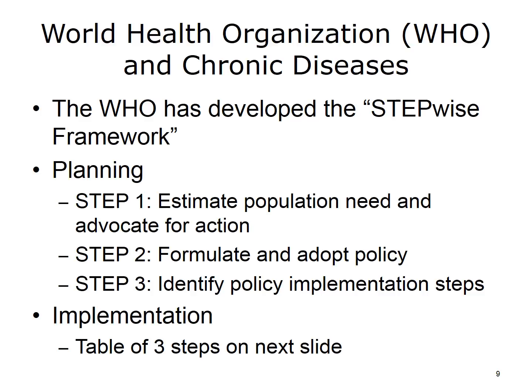Step 1 involves estimating the population need and advocating for action. Step 2 is formulating and adopting policy. Step 3 is identification of policy implementation steps. The implementation stage is presented in a table on the next slide.